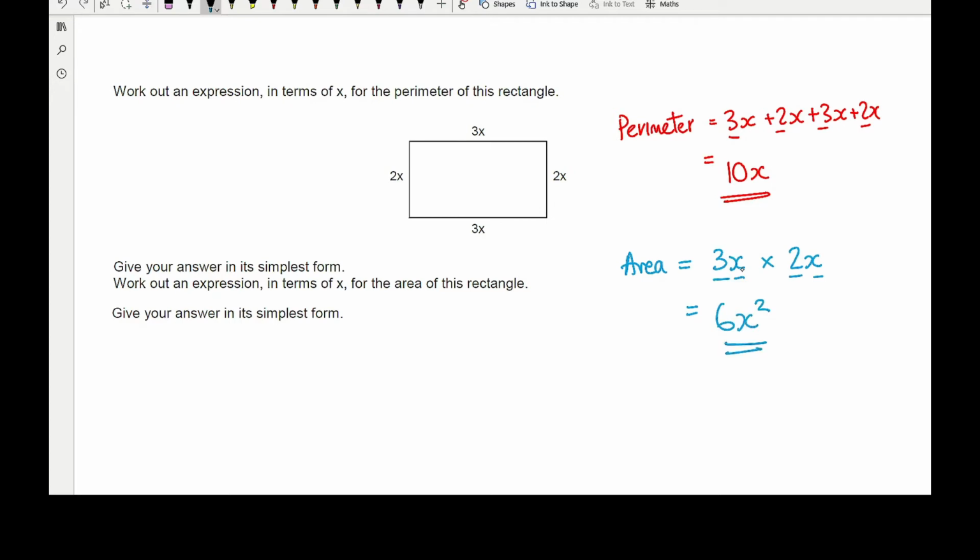Now, in terms of this, it does say give your answer in its simplest form. So if I was to write my final answer as this, then I would lose a mark. And the same thing applies to writing my area as 3x times 2x. So to get full marks, I need to make sure that I am simplifying it.